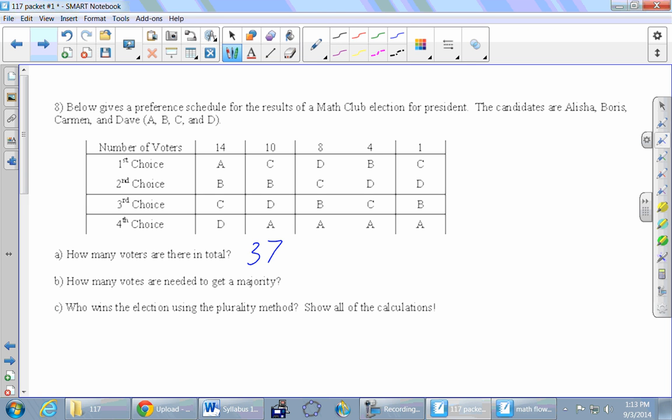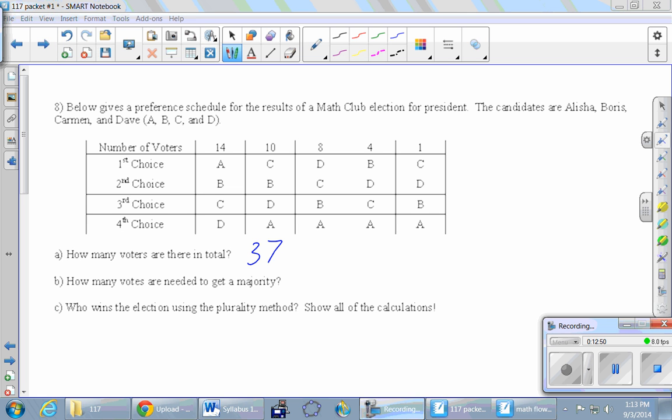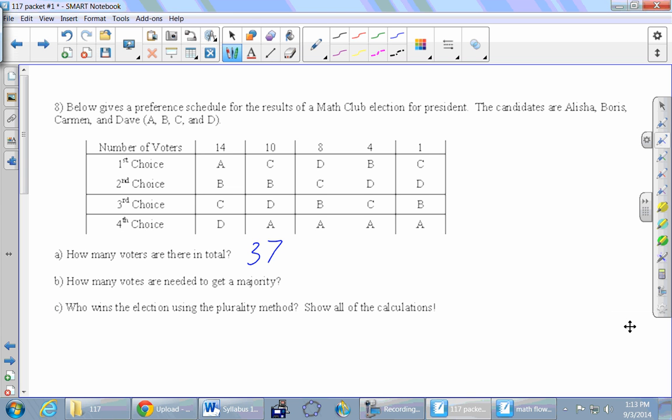Part B, how many votes are needed to get a majority? Don't say out loud this one, but just do it. Do some calculation to figure out how many votes we need for a majority. Okay, now let's say it out loud. What's the answer here? 19? Anybody else? How much is half of this number? 18.5 is half. Majority is more than that. 19 is right. Yes? Okay, next part.